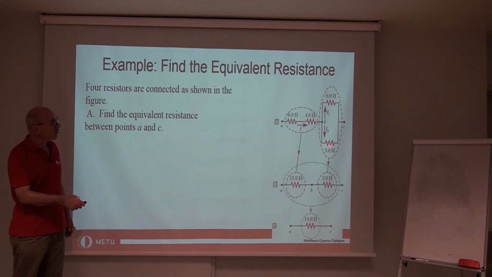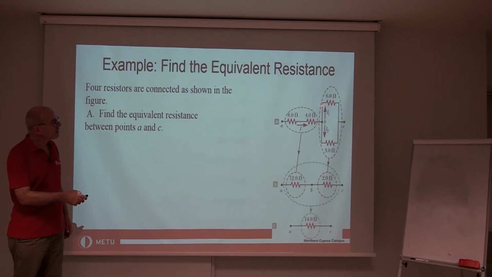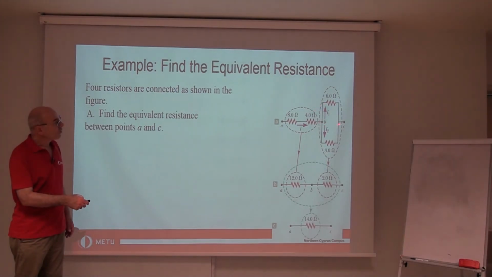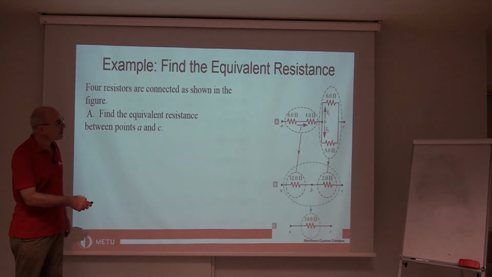This 6 and 3 ohm resistances are connected in parallel. Why? Because the same potential difference exists across them. How do you know? Well, point B and this point are at the same potential. Point C and this point are at the same potential. So the potential difference between B and C is the same as the potential difference between these, and the same as the potential difference between this. So these two are at the same potential.